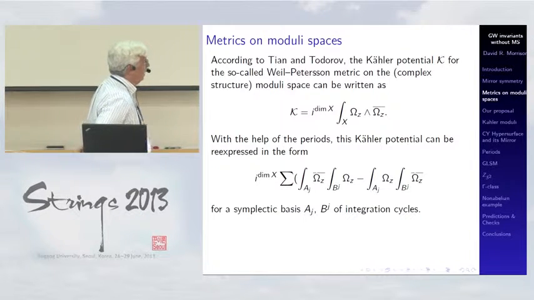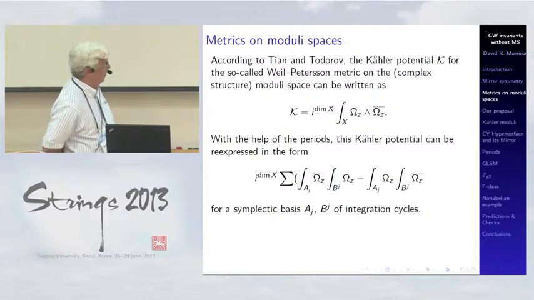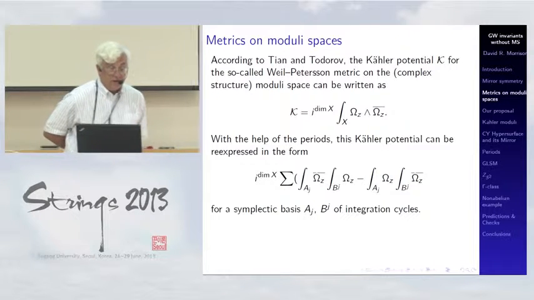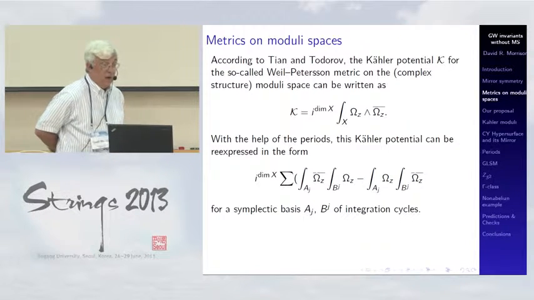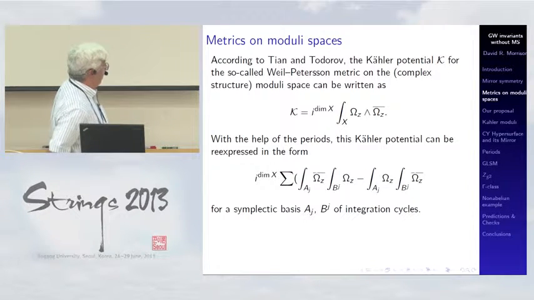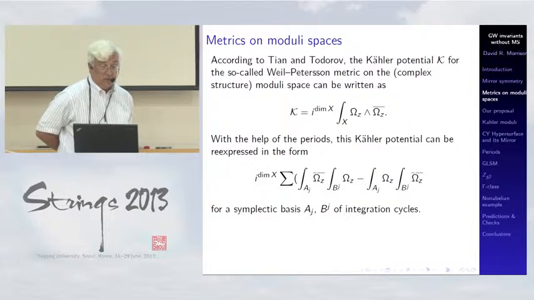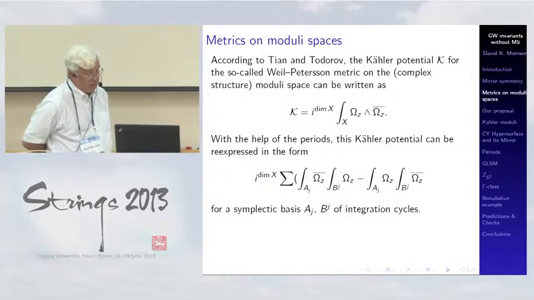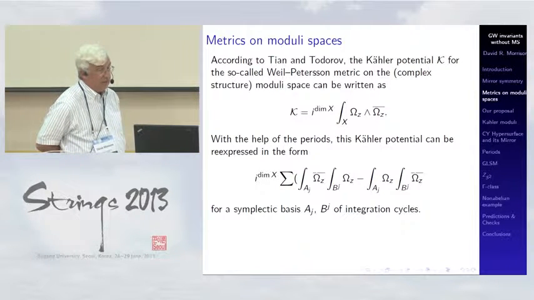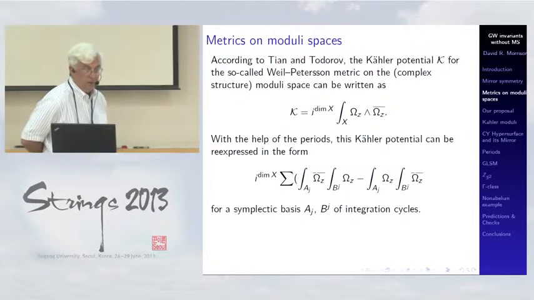wedge it with its complex conjugate and integrate over the manifold, and then that as a function of z and z bar is naturally, when you took the complex conjugate, is now depending on z bar. That describes the Kähler potential of a metric on the moduli space. And if you use a basis for the cycles over which you can integrate this top degree form, choose a symplectic basis, then you can easily rewrite this in terms of those so-called period integrals, the integrals of the top degree form over the cycles.